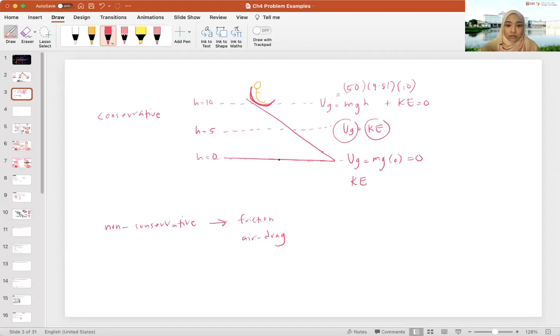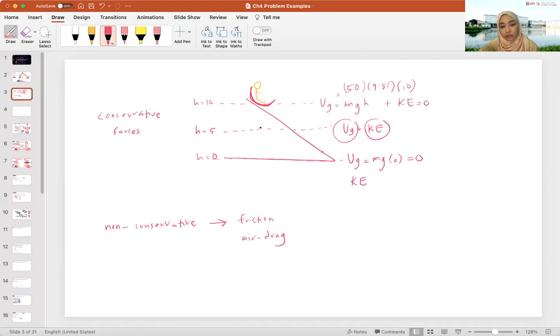And when she reaches the bottom of this incline, her mgh becomes 0. So she totally lost Ug, but that energy went to become Ke. So energy is not lost. Energy is transformed from gravitational potential energy to become kinetic energy. So this is what happens when we are talking about conservative forces.